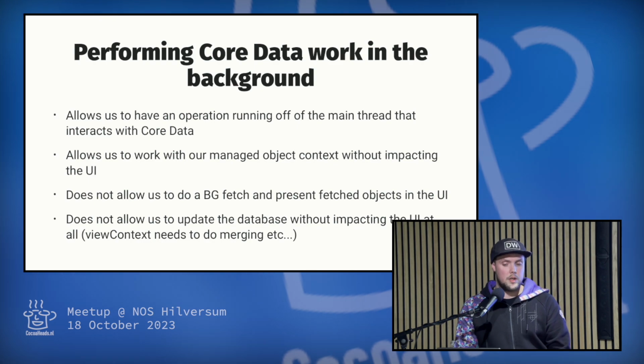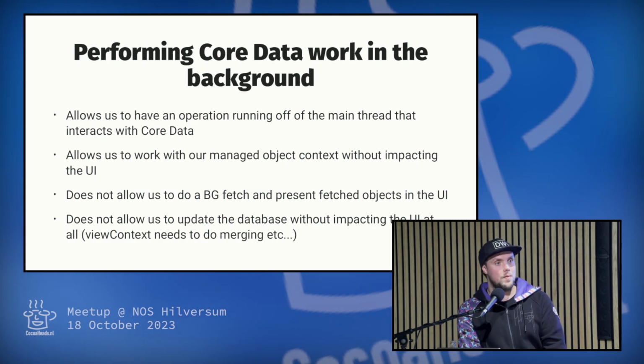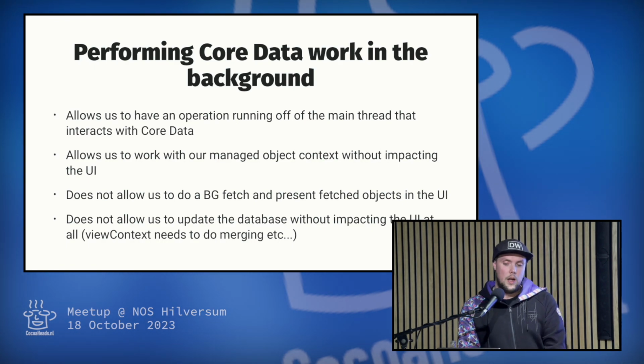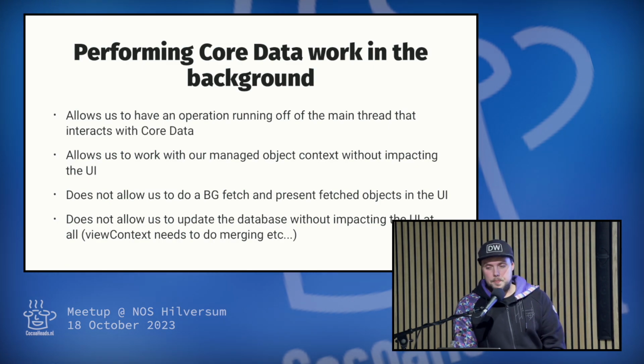It also doesn't allow us to update the database without impacting the UI at all. And what I mean by that is once we save our managed object context in the background, the view context is actually going to have to actively absorb what we just added, which still takes time. Right? So it's not possible to do that in a completely non-blocking way where the view context will just magically asynchronously get updates. We have to still do that on the main thread. So that's sort of background on backgrounding with core data.